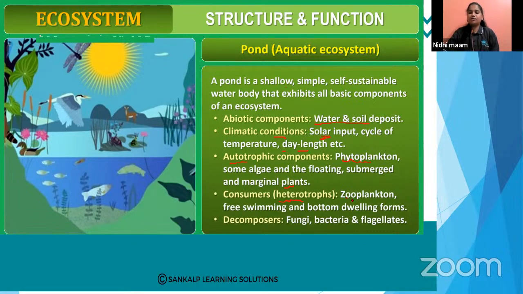in the pond we have zooplankton, very very small animals in the pond. Then free swimming and water dwelling. Free swimming means swimming at the bottom of the pond. Then we will be having decomposers like fungi, bacteria and flagellates.